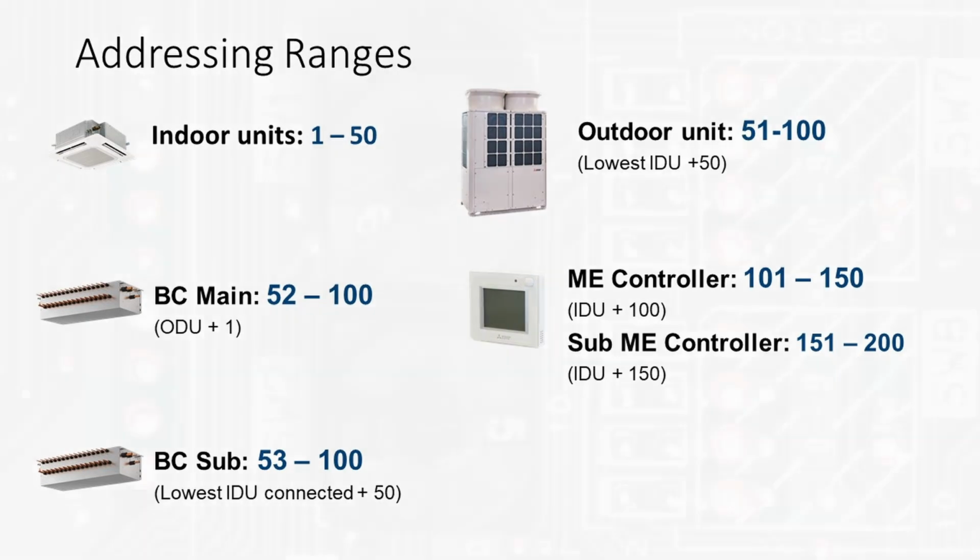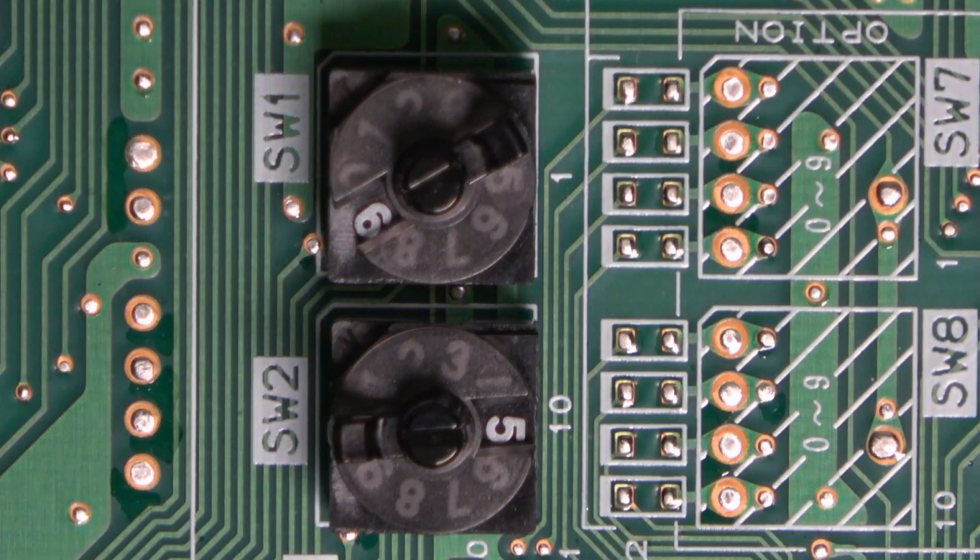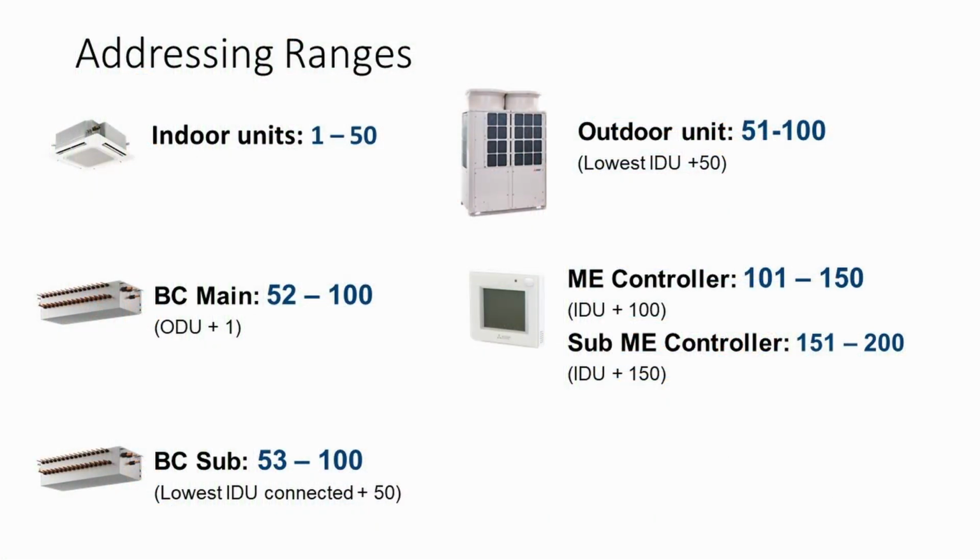Sub-BC controller address will always be 50 higher than the lowest indoor unit address connected to them. Address range of the sub-BC controller, 53 through 100.